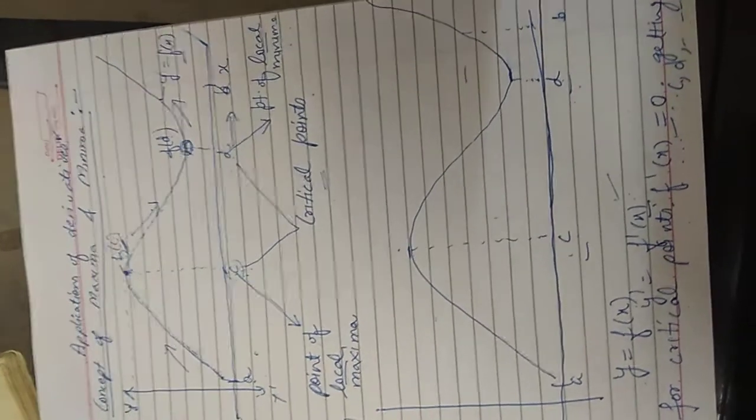Now once you get the critical points, what is the method? Let me explain here. Once we get the critical points C and D, these are our critical points, right?